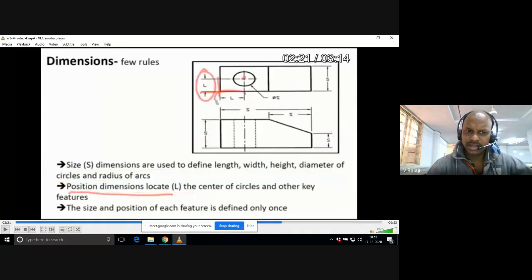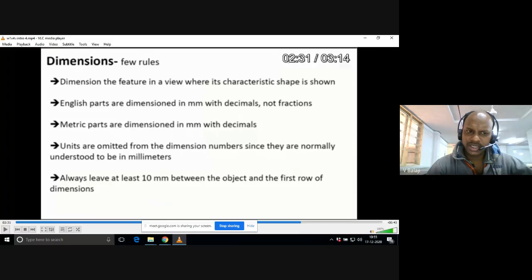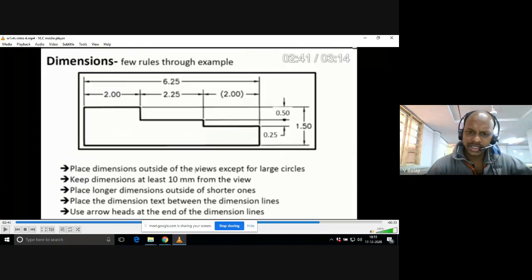Okay, so these are some important rules we follow while putting the dimensions. In this way also we can keep the dimensioning. It's 2 mm, here 2.25, in between, from here to here it is 2.25, and from here to here it is 2, totally 6.25. In this way also you can keep.